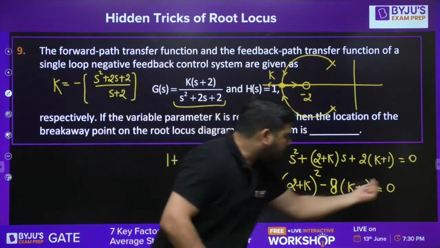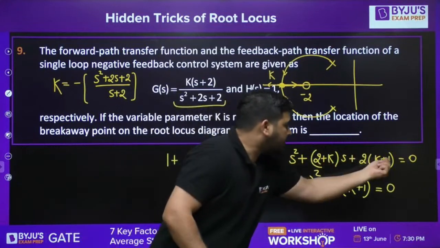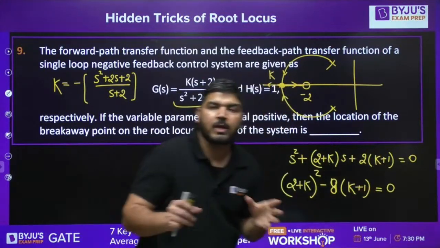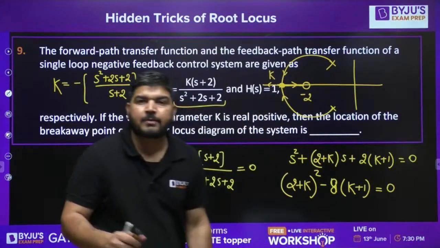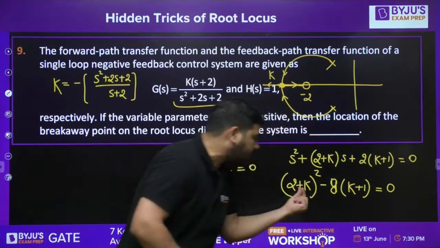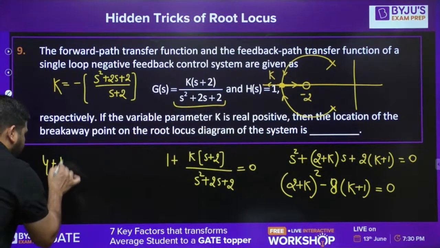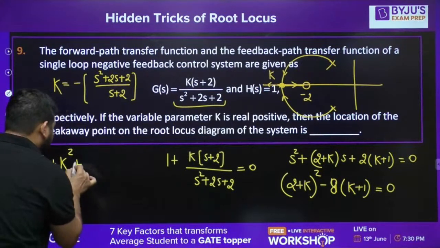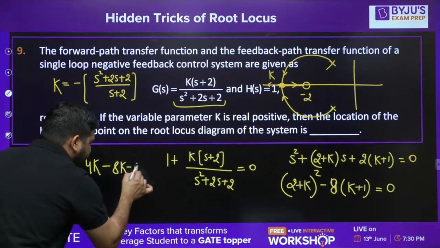So I made the characteristic equation and I found the value of k for which the roots of this equation are equal. It means I applied the discriminant method: b square minus 4ac has to be 0. So b square minus 4ac has to be 0, and I calculated the k value first. Let's calculate k. So the equation will become 4 plus k square plus 4k minus 8k minus 8 equal to 0.